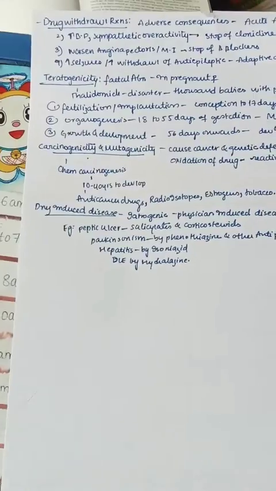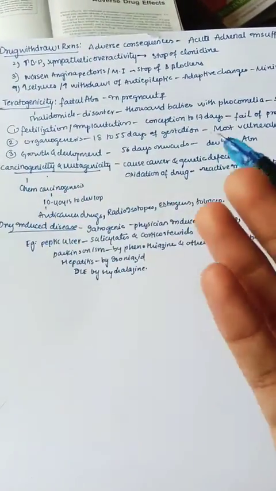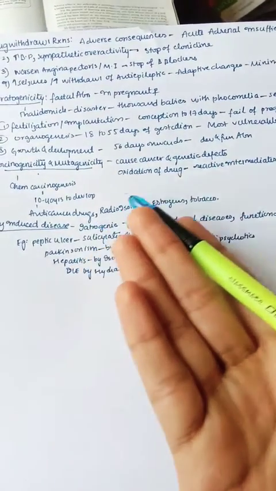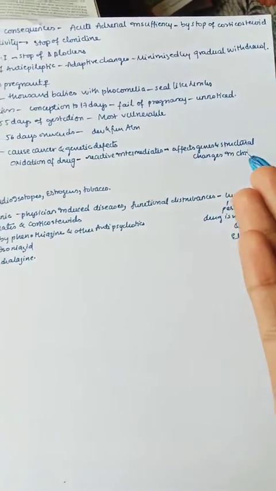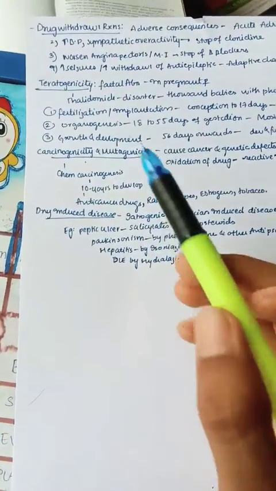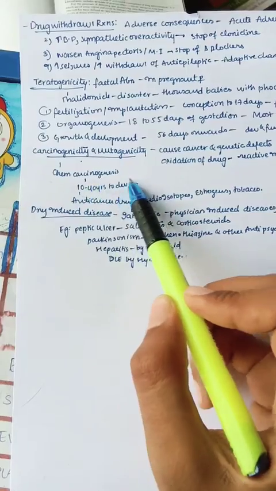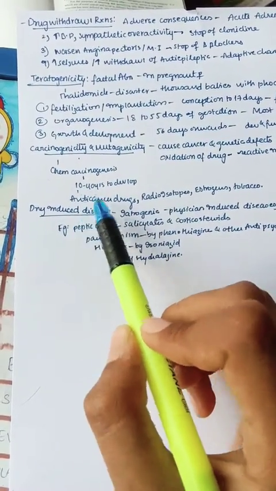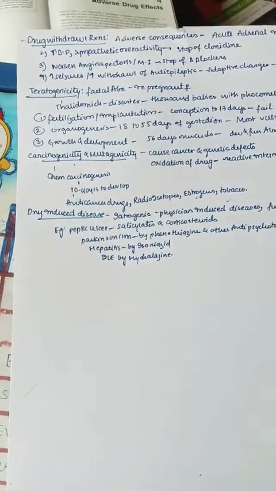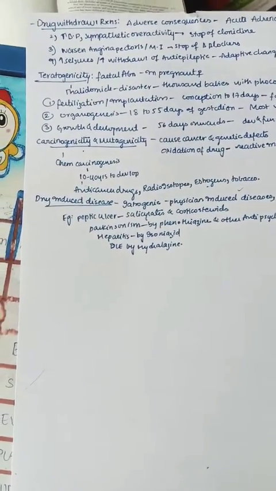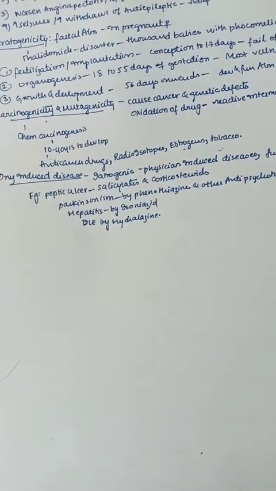Next, coming to carcinogenicity and mutagenicity: drugs causing cancer and genetic defects. Oxidation of a drug can lead to reactive intermediates that affect genes and cause structural changes in chromosomes. Chemical carcinogenesis takes about 10 to 40 years to develop, and anti-cancer drugs, radioisotopes, estrogens and tobacco mainly cause chemical carcinogenicity and mutagenicity.